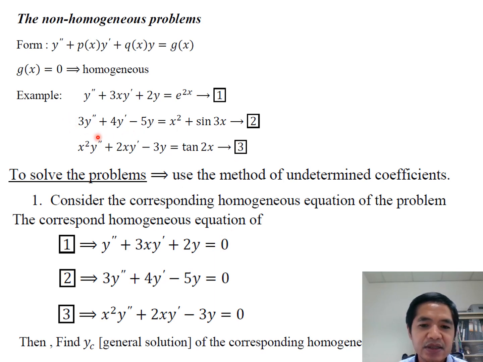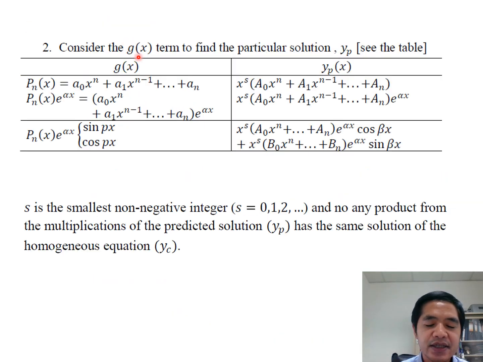which I'm going to tell you in the next slide. Okay, and the second problem is the same thing. The left hand side is a homogeneous equation, and the third equation again, think of this side as a homogeneous equation. Then on the right hand side, the g(x) term, look at this table. When the g(x) term is not equal to 0, it can be a polynomial or an exponential or a sine cosine function. Then you have to consider this term.